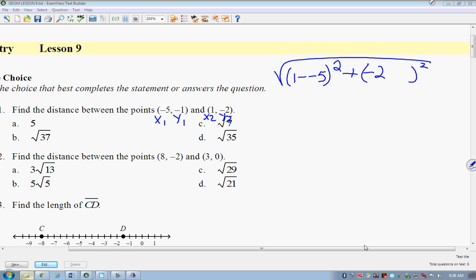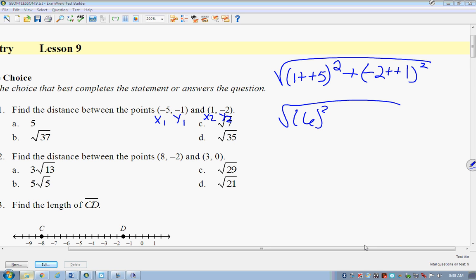-2 minus -1. Okay, good. What happens with these double negatives that we're looking at here? What do they become? They become positive. Okay, so as I'm looking in here, I have 1 plus 5. What's 1 plus 5? 6. So you're looking at that.